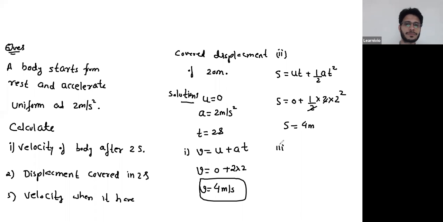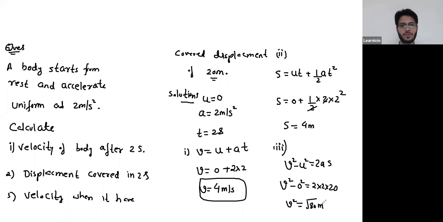Third part. In the third part, there is no information of time. When you don't have any information of time, it's better to use this equation: v square minus u square is 2as. So your v is unknown, u is 0, acceleration is 2, and displacement is 20. So your v square is 80. So v is root over 80.